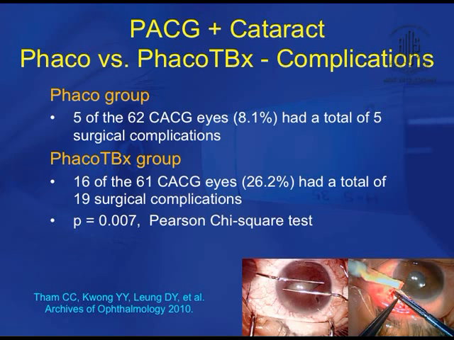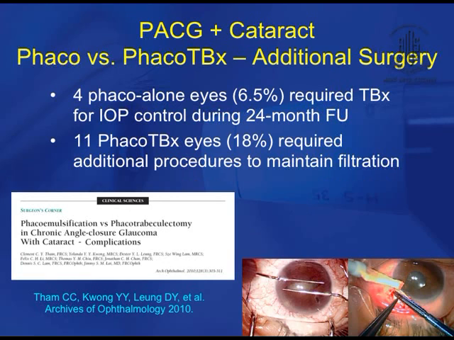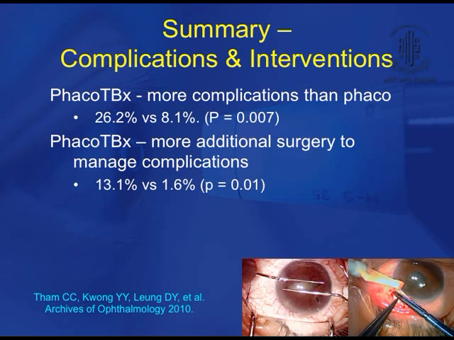For the phacoemulsification group, about 8.1% of the cases had a total of 5 surgical complications, whereas for the phacotrabeculectomy group, about 1/4 of the cases had a total of 19 surgical complications. If you look at additional surgery required, in the phacoemulsification group, about 6.5% of them required subsequent trabeculectomy within the first 24 months after surgery, while in the combined surgery group, 18% of the cases required additional procedures to maintain filtration. So, in terms of complications and interventions, phacoemulsification may have an advantage over combined surgery.